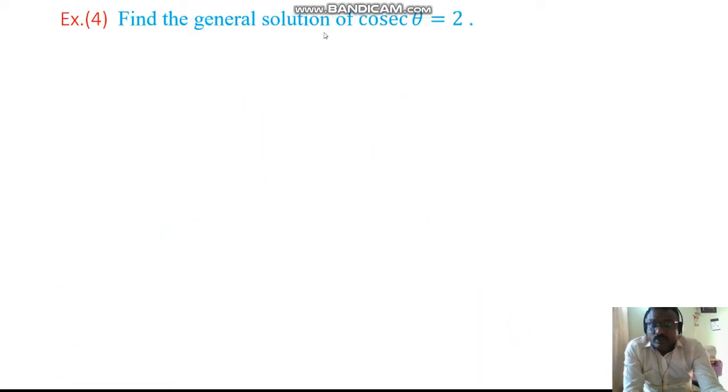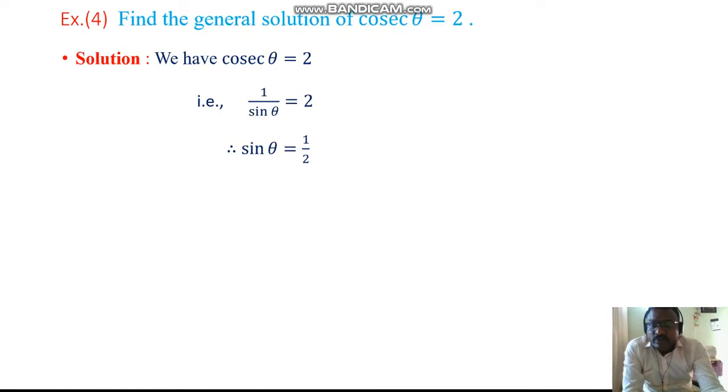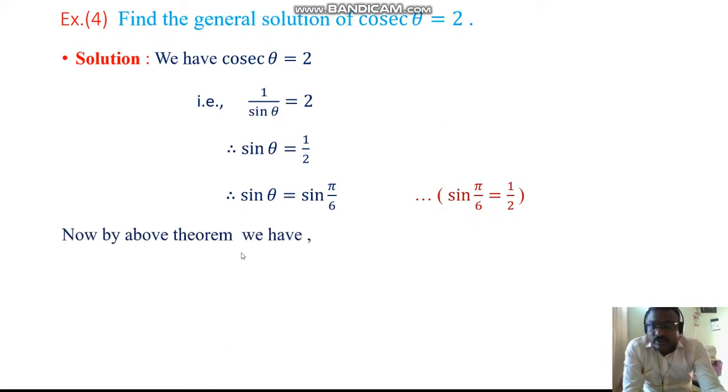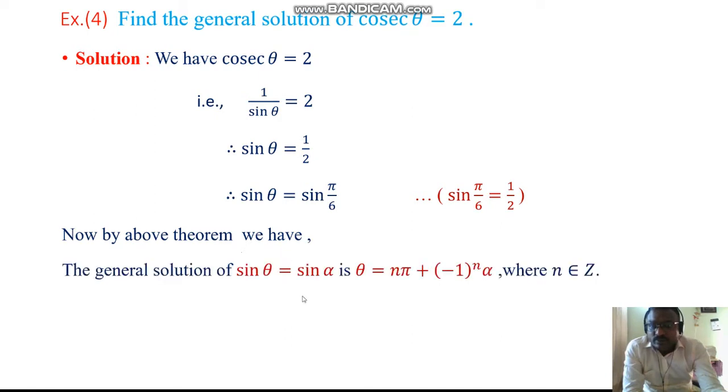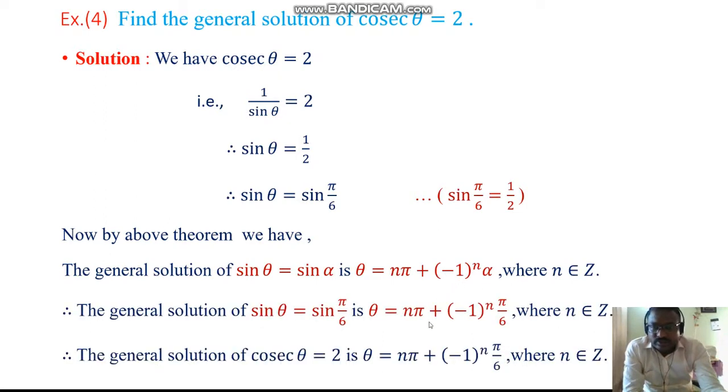Now the simplest example: cosec theta is equal to 2. We have cosec theta is equal to 2, that is 1 upon sin theta is equal to 2. Therefore sin theta is equal to 1 by 2. Therefore sin theta is equal to sin pi by 6, because sin pi by 6 is equal to 1 by 2. Now by the above theorem, sin theta is equal to sin alpha is theta is equal to n pi plus minus 1 raised to n alpha. Therefore the general solution is obtained by replacing alpha by pi by 6. Therefore the general solution of cosec theta is like this.